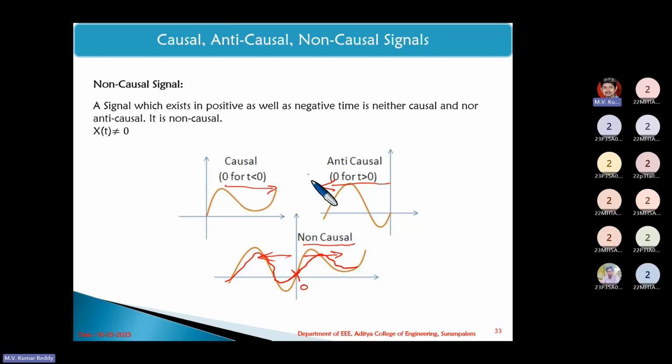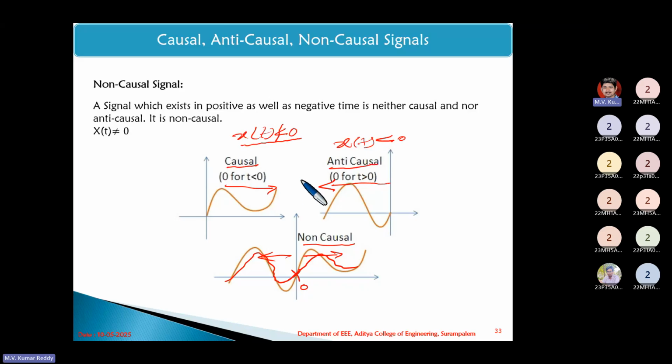ఇక్కడ ఒక ఇంపార్టెంట్ పాయింట్ ఏంటంటే ఆల్వేస్ x of t less than 0. Always you have to take x of t less than 0. If it is not less than 0, then it is causal. X of t less than 0, then it is anti-causal.